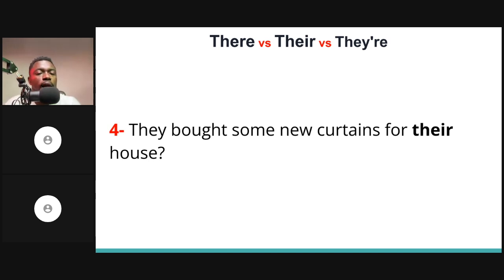So they bought some new curtains. They bought some new curtains for their house. Curtains means rideaux. The curtains are for the house they possess, their house. Good job.